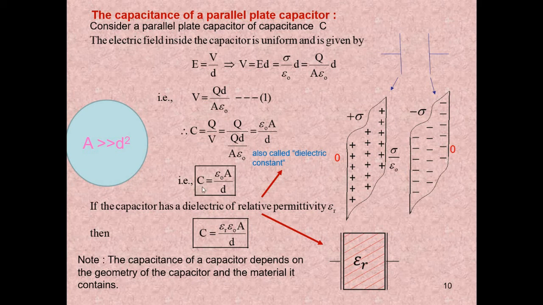What is the advantage of increasing the capacitance? The advantage of having a capacitor of greater capacitance is that it can hold more charge at a given potential.